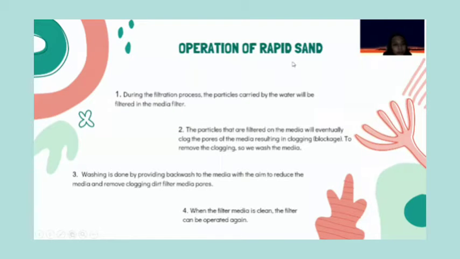So the operation of rapid sand filter is, first, during the filtration process, the particles carried by the water will be filtered in the filter media. Second, the particles filtered on the media will eventually clog the pores of the media, resulting in clogging or blockage. To remove the clogging, we wash the media. Third, washing is done by providing backwash to the media with the aim to remove clogging dirt from the filter media. Fourth, when the filter media is clean, the filter can be operated again.